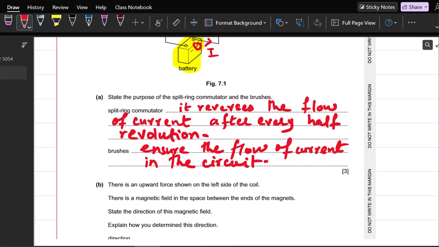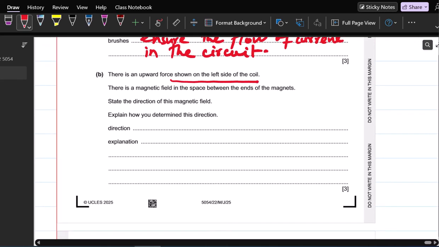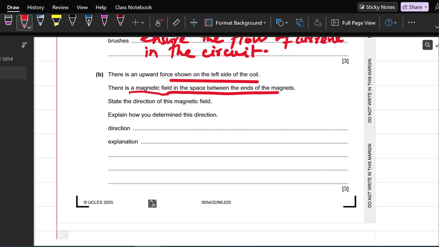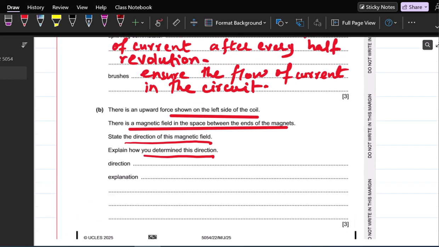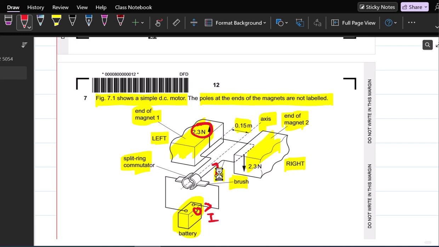So moving next, there is an upward force shown on the left side of the coil. You can see the diagram. There is a magnetic field in the space between the ends of the magnet. So state the direction of the magnetic field and you have to tell how you determine this direction. Okay, so see here, this is the upward force and you know current. Conventional current is going in this way.